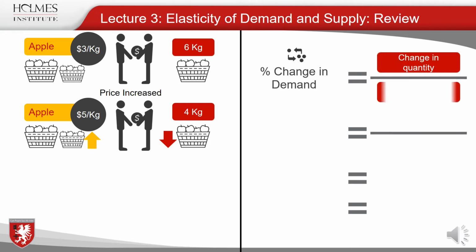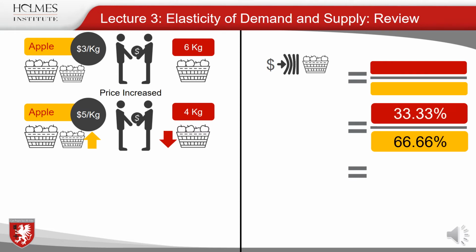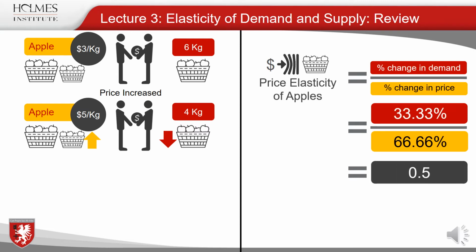So that will be change in quantity divided by original quantity demanded. So you decreased your demand by 2 from a previous 6. 2 divided by 6 is 0.33. We change that to a percentage by multiplying by 100, and we get 33.33. So now we have our numerator and we have our denominator. So that is percentage change in demand divided by percentage change in price, 33.33 divided by 66.66, and the answer is 0.5.